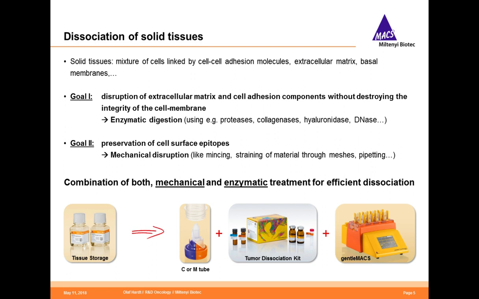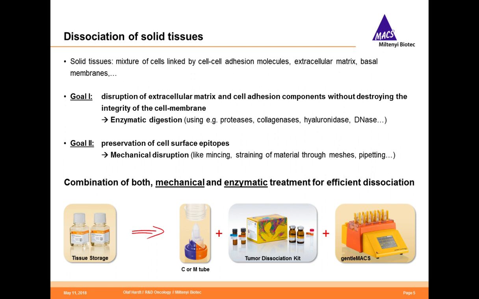For example, if you want to isolate your cell type of choice based on cell surface markers, you want to do flow analysis, but even if you want to do functional analysis and you need the cell surface receptors such as the growth factor receptors intact, then of course mechanical disruption is the way to go. However, a combination of both mechanical and enzymatic treatment is usually optimal for efficient dissociation.